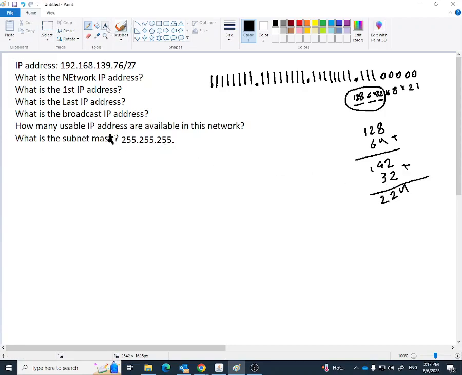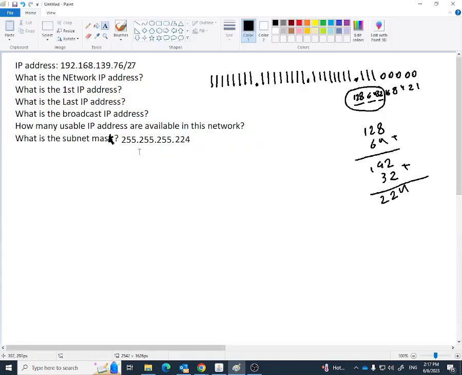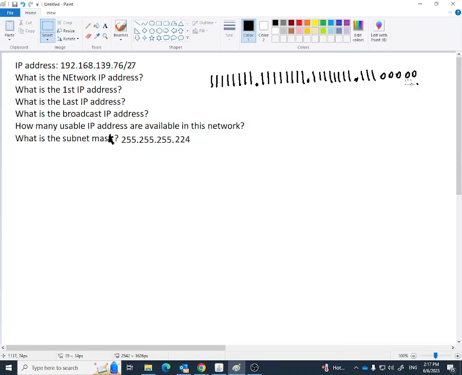So let's just go ahead and type that. That's 224. So here it is. This is my subnet mask. Okay, sounds and looks good. Let me clean the window that I have here, because I am heading in a direction where I need to make it clear.